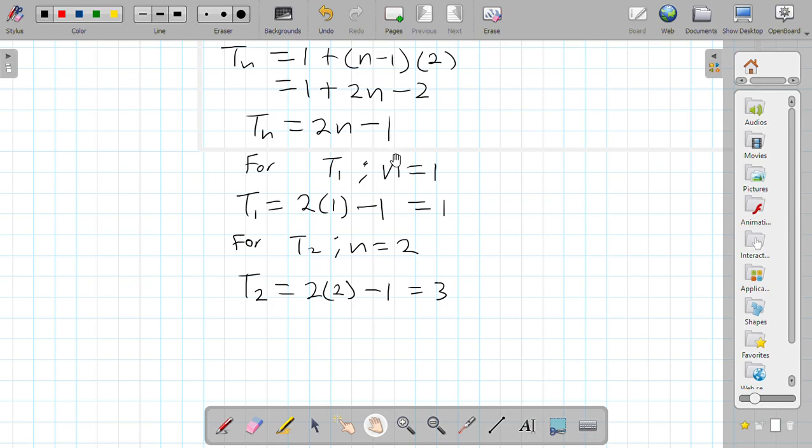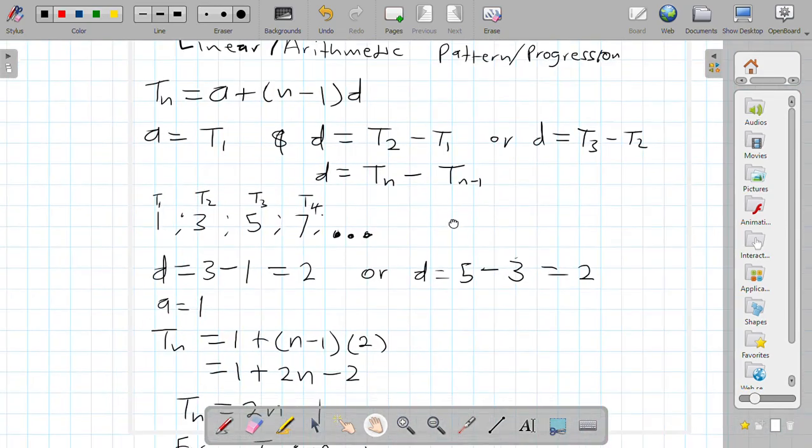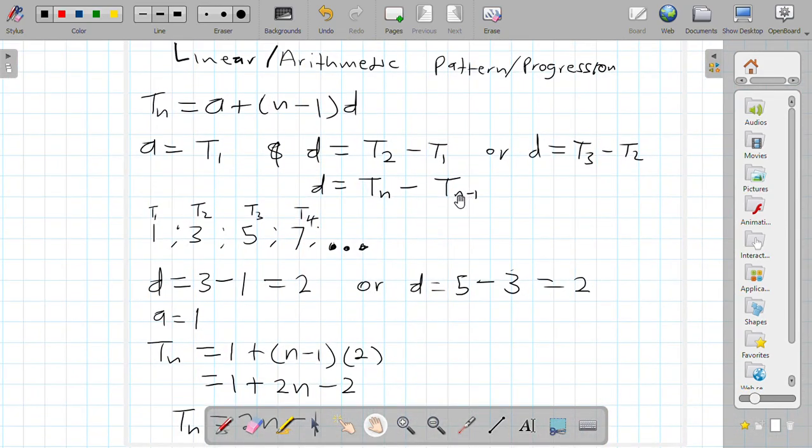So this is the first part for arithmetic progression or pattern. The other video, for geometric, will be part 2.